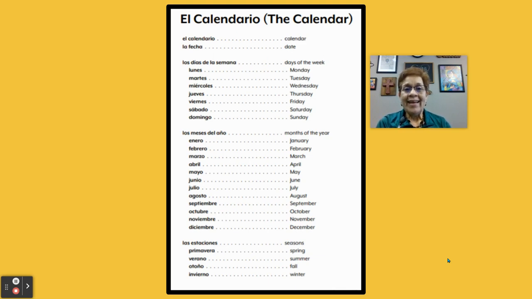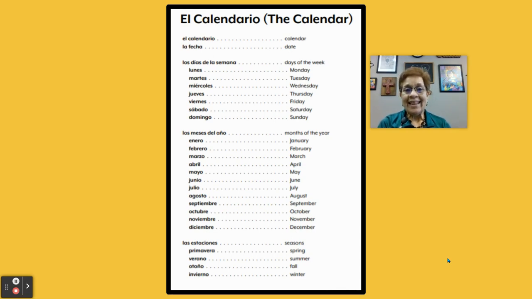Repeat after me. El calendario. Otra vez. El calendario. It means the calendar. I'm not going to give you every English word because you have it there to see, to read. I'm just going to do the Spanish.